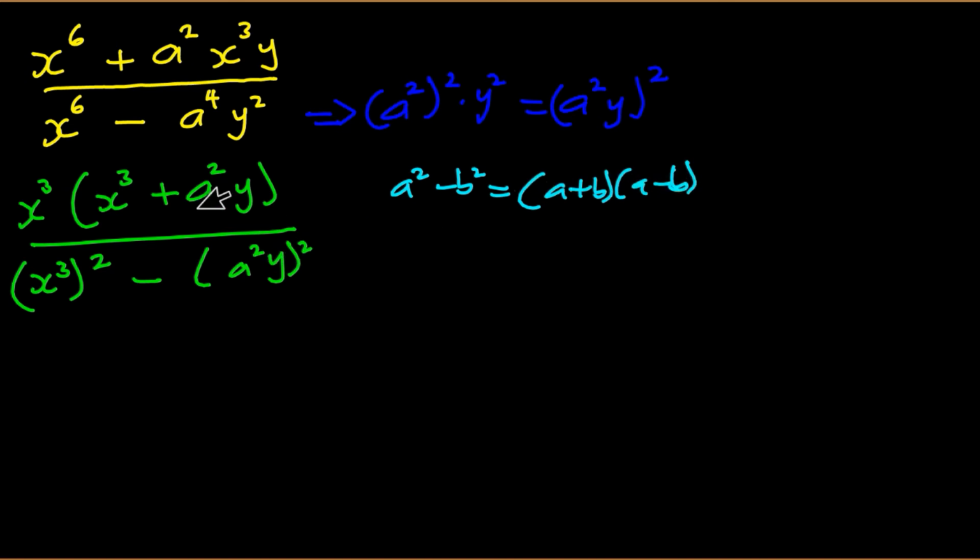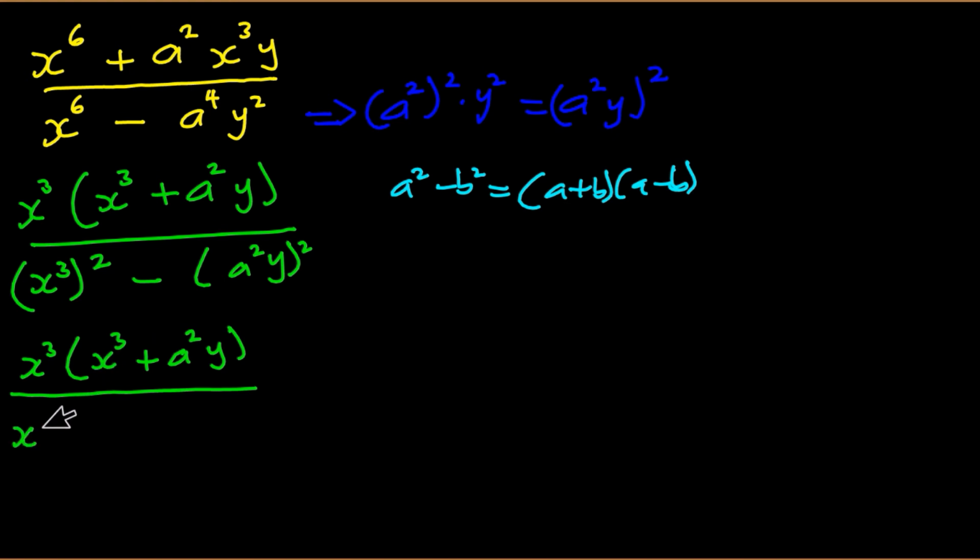So what I'll do first is copy down the numerator. So we have x^3 times (x^3 + a^2 y) all over. Now I will expand this using this idea, difference of two squares. So we have (x^3 + a^2 y), and I'll put this one into a bracket. Then I'll open a bracket again, then x^3 minus a^2 y.